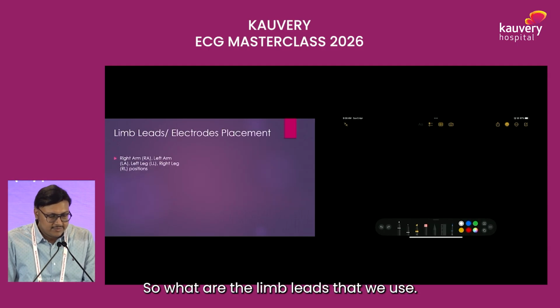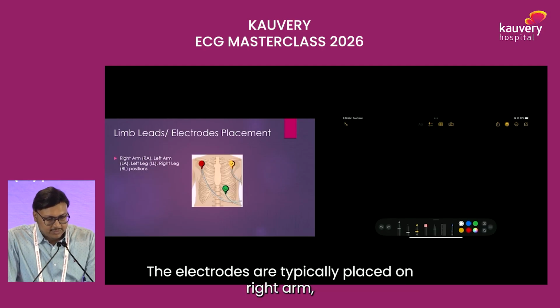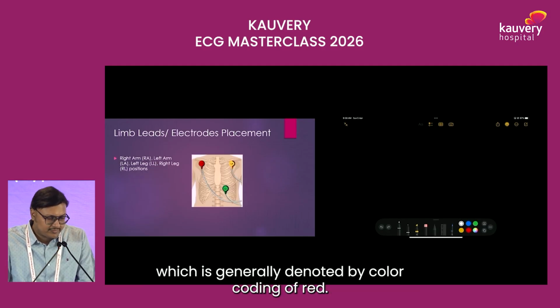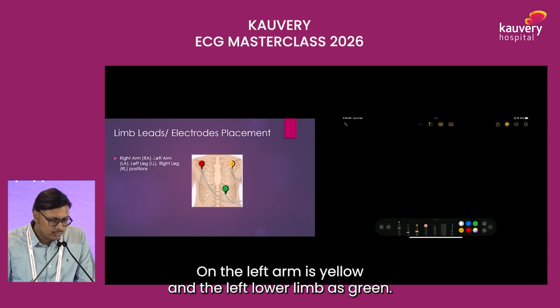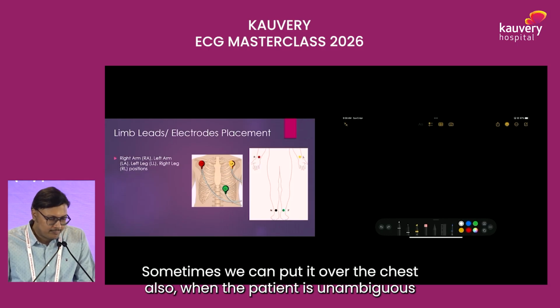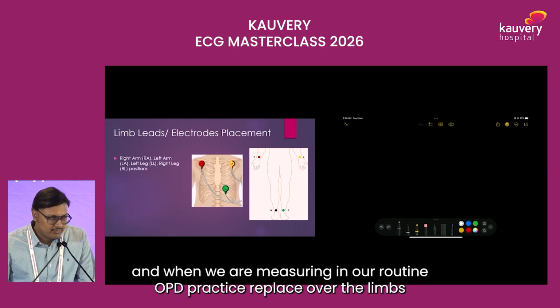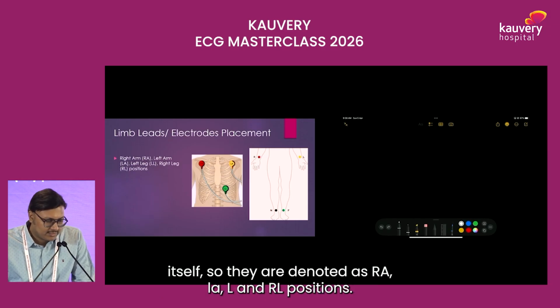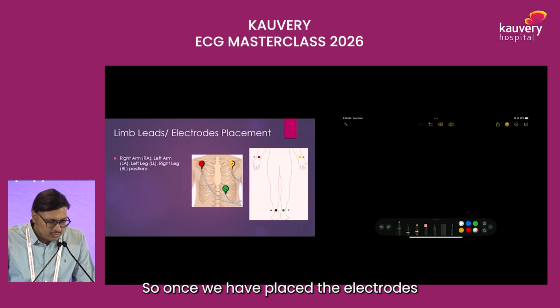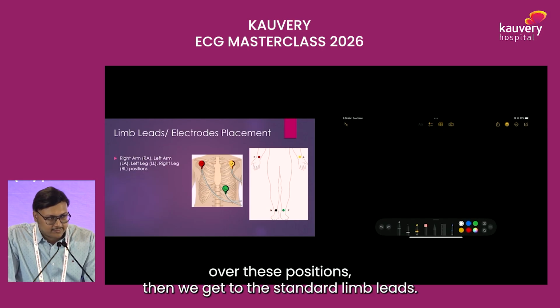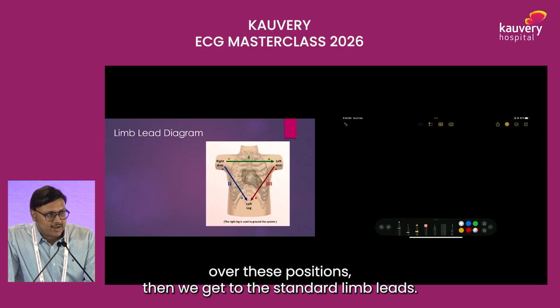So what are the limb leads that we use? The electrodes are typically placed on the right arm, which is generally denoted by color coding of red, on the left arm as yellow, and the left lower limb as green. Sometimes we can put it over the chest also when the patient is unambulatory, and when we are measuring in our routine OPD practice, we place over the limbs itself. So they are denoted as RA, LA, LL, and RL positions. So once we have placed the electrodes over these positions, then we get to the standard limb leads.